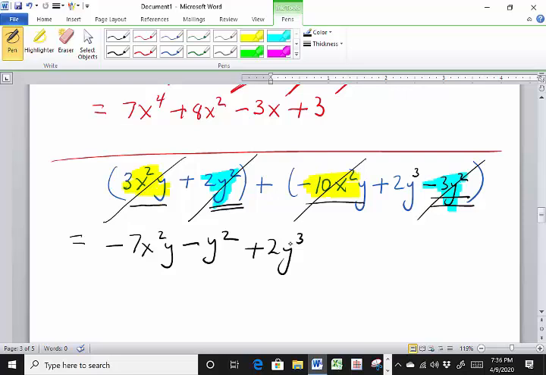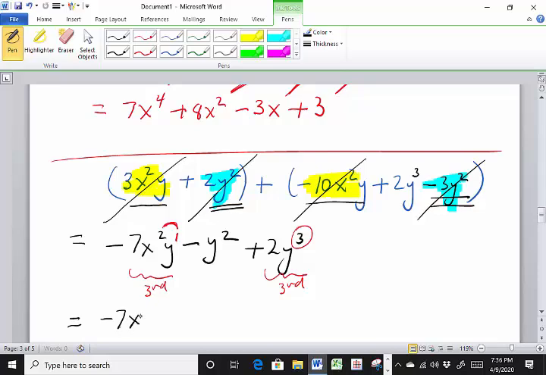This is an interesting one because we want to write this in descending order. So you might think, well, the largest exponent here is 3, but it's not. Remember, there's a little 1 right here, and you have to add these together for multivariable. So this is actually a third degree term, and this is also a third degree term. So it really doesn't matter which one you write first. Okay? I'll just pick the one that's in multivariable first. So I'll write this as minus 7x squared y. Then I'll write the 2y cubed, and then finally the lowest degree is the squared term, so minus y squared. So this is written in descending order.